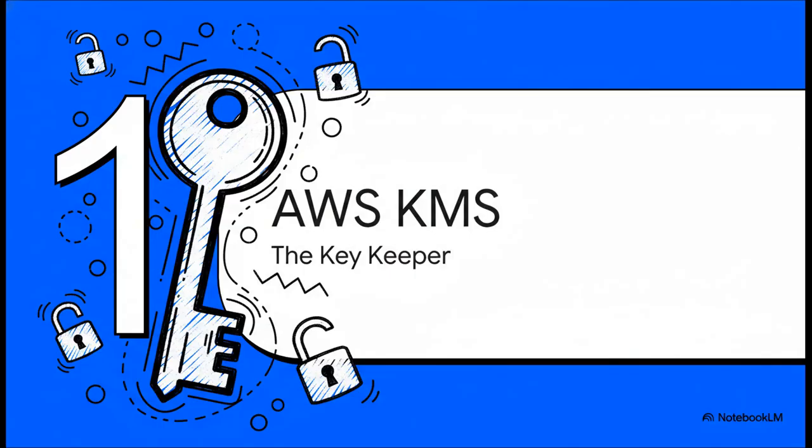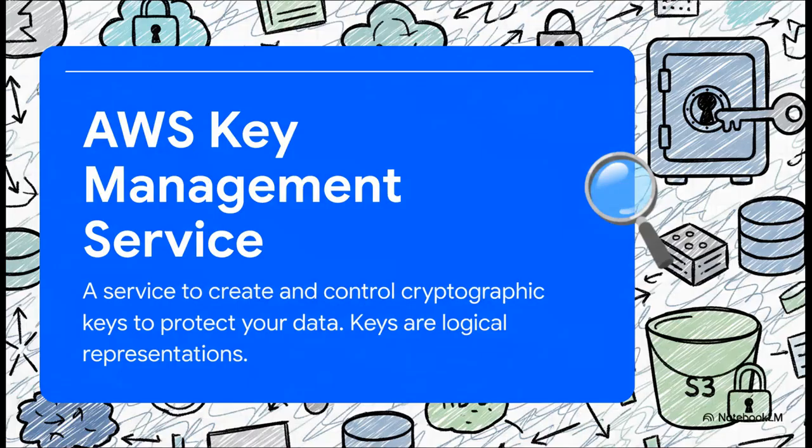Okay, first up, let's talk about AWS KMS. And to really get what this service is all about, I want you to just picture it as the ultimate key keeper. Seriously, that's its whole deal. Its entire job is creating and controlling the most fundamental tools of encryption. And what's so important on this slide is that wording. KMS doesn't just store keys, it lets you create and control them.